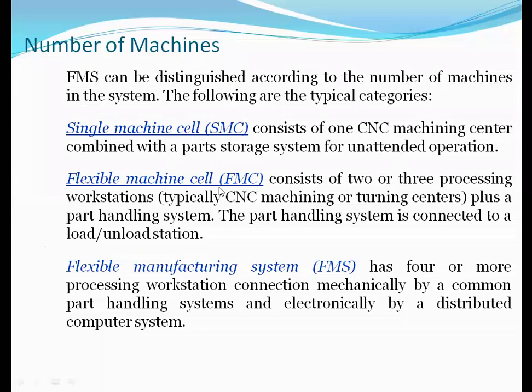Then what is this flexible machine cell? The flexible machine cell consists of two or more processing workstations, typically CNC machines or turning centers, followed by an automatic part handling system. If it is one machine, then it is a single machine cell. If it is two or three, then it is called a flexible machine cell. If it is four or more, then it is called a flexible manufacturing system. These are the three types based on the number of machines.